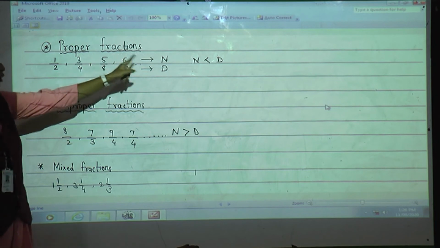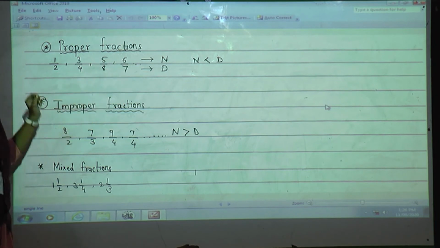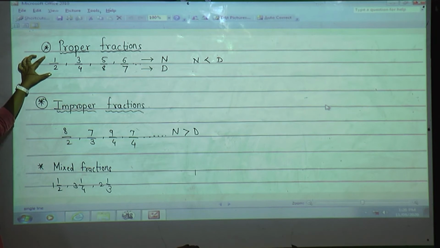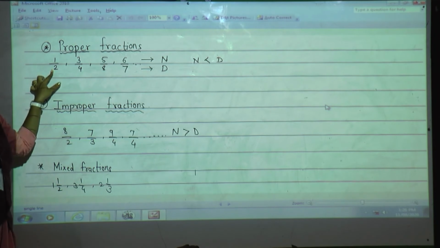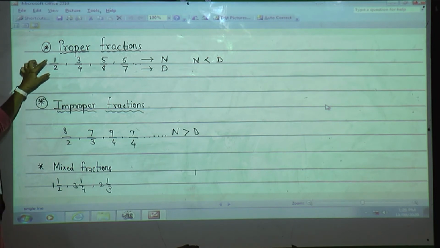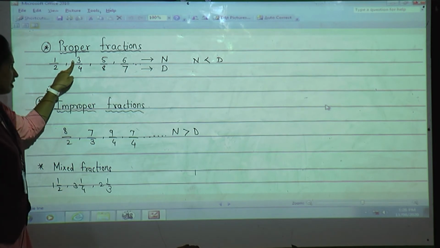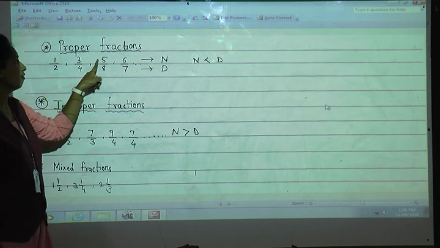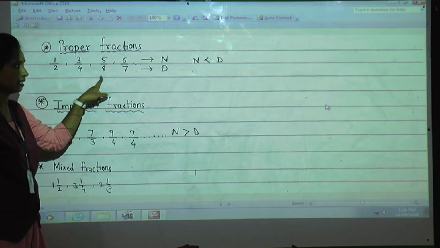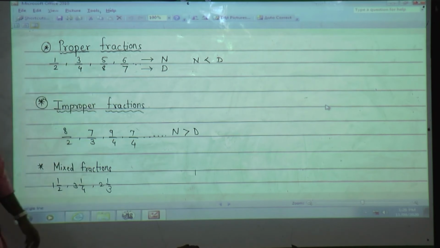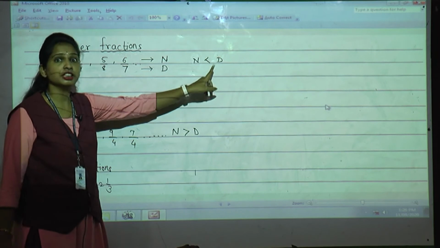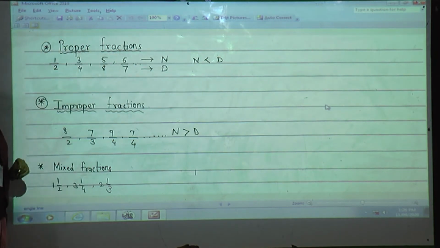See, these are all what? Numerators. These are all what? Denominators. What you can observe? That the numerators are smaller than the denominators. Isn't it? See, it is 1, the denominator is 2. So the denominator is greater. Here 3 is small, 4 is greater, 5 is small, 8 is greater, isn't it? So what you can observe in proper fractions is that the denominators are greater. So whenever the numerator is smaller than the denominator, they are called proper fractions.